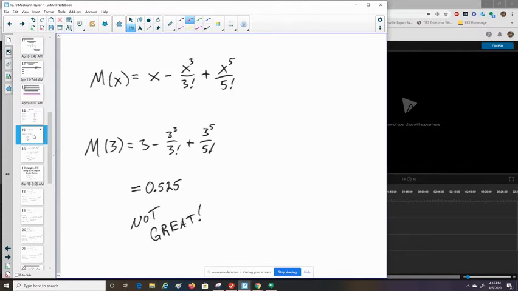So my Maclaurin series, I called it m of x to stand for Maclaurin. I've got a 0 term for the first term, but then I've got 1 times x to the 1 over 1 factorial, minus 1 times x to the third over 3 factorial. There's a 0 term for the x to the fourth term, but then my fifth derivative was 1, so plus 1 x to the fifth over 5 factorial.